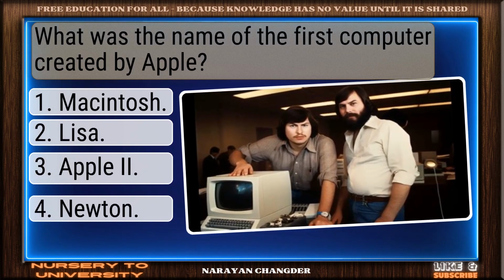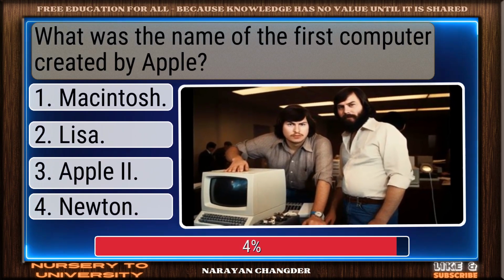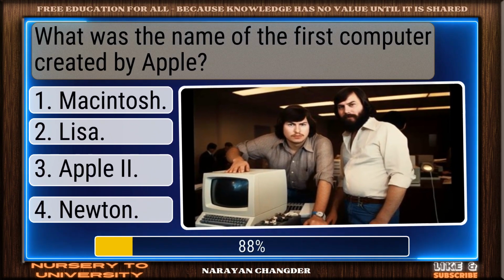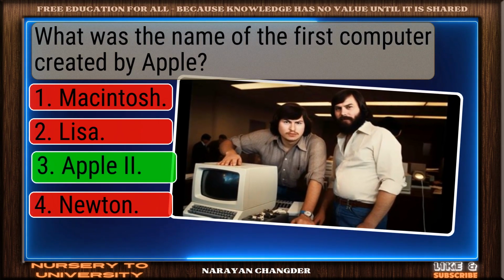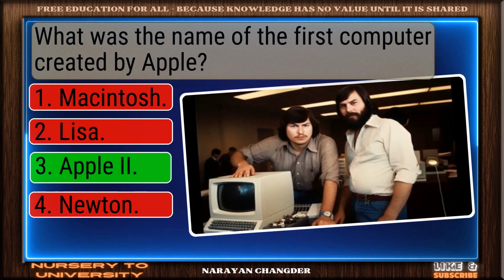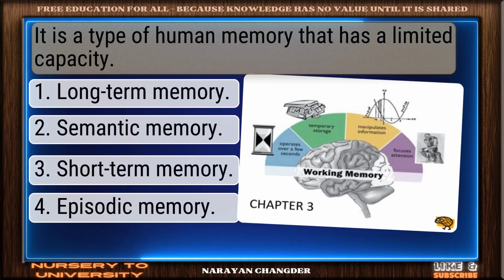Question number 37. What was the name of the first computer created by Apple? Clear logic. Your choice, Apple I, is sound and 100% true. Question number 38. It is a type of human memory that has a limited capacity.